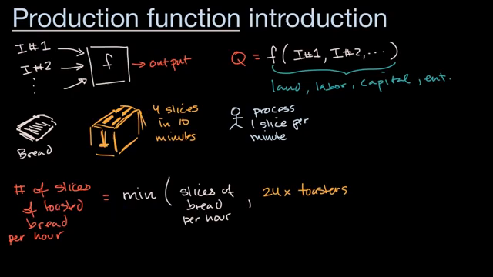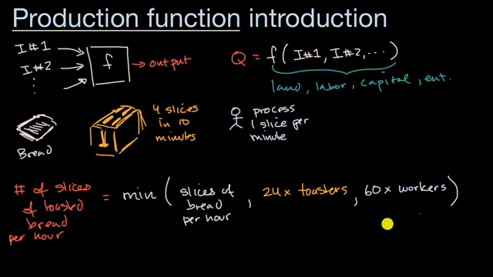And then last but not least, how much bread or how many slices can one person process per hour? Well, it's going to be 60 slices per hour. So we'll do 60 times, let's call them workers. I was going to call them toasters, but we are already using that for the equipment, times the number of workers.